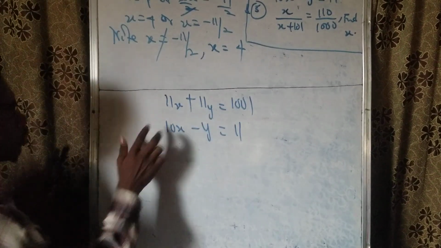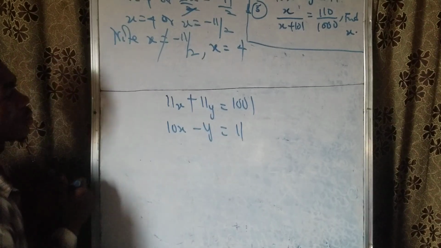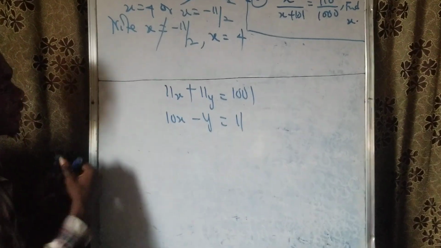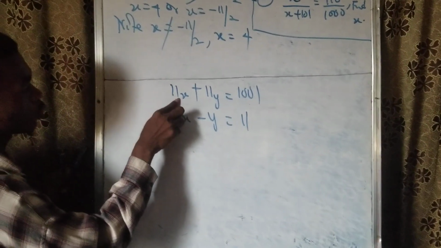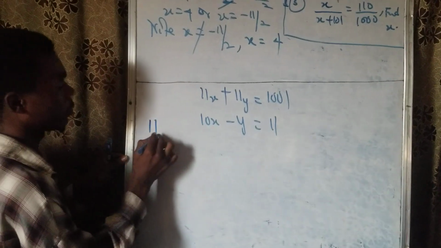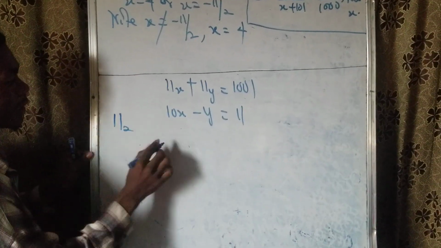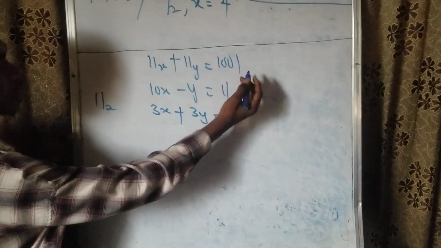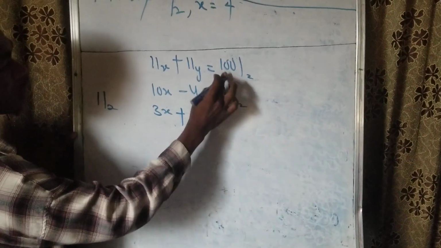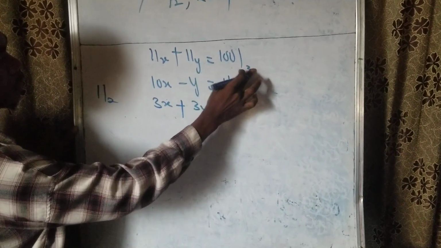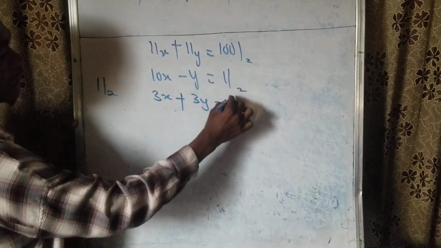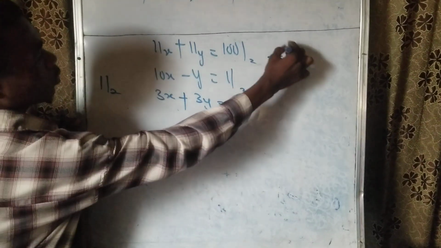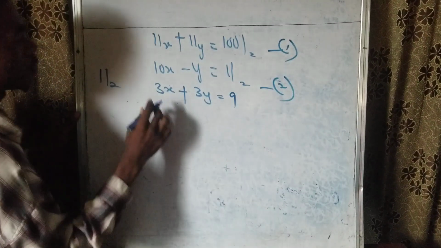Now, what are we going to do? Let's convert this 11 to base 10. So that is in base 2. So if you convert 11 to base 10, 1 times 2 plus 1, that's 3. 3x plus 3y equals to, this one is also in base 2. 1 times 2, 2 plus 0, 2 times 2, 4 plus 0, 4 times 2, 8 plus 1, 9. Do we get that? This is equation 1, this is equation 2.